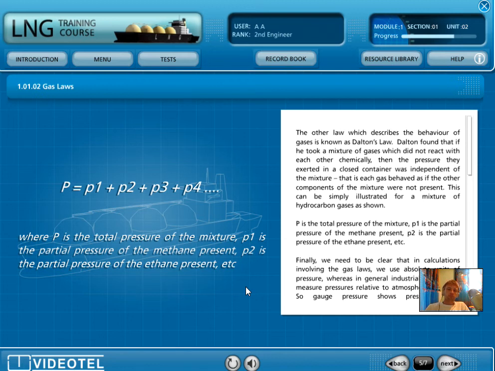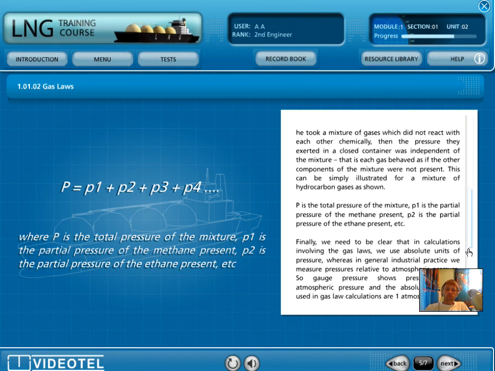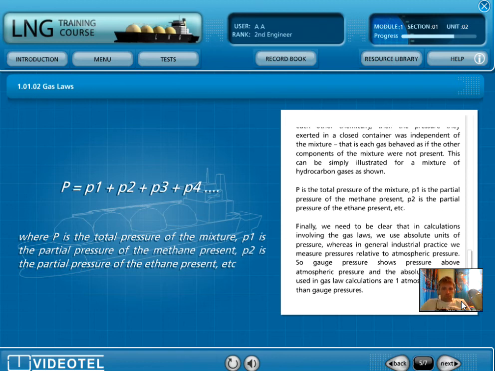P is the total pressure of the mixture. P1 is the partial pressure of the methane present, P2 is the partial pressure of the ethane present, etc.